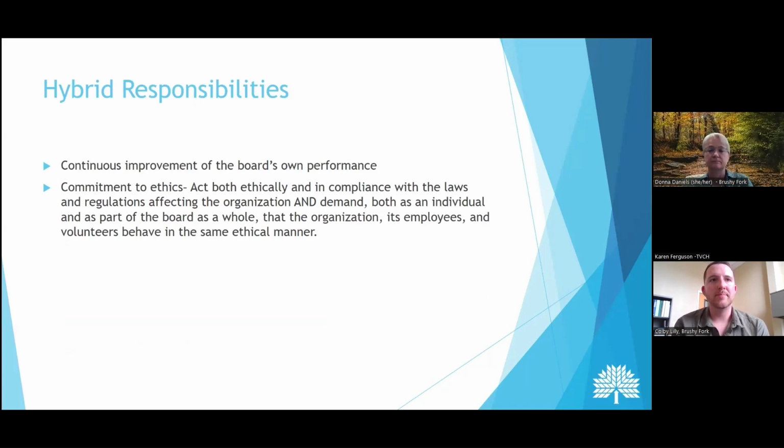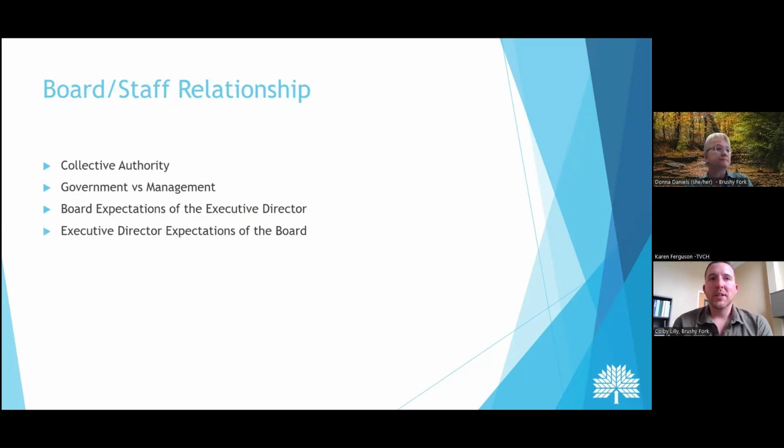There are, of course, hybrid responsibilities that straddle the individual and collective, and these are continuous improvement of the board's own performance and a commitment to ethics. That means acting both ethically and in compliance with the laws and regulations affecting the organization, and demanding both as an individual and as a part of the board as a whole that the organization, its employees, and volunteers behave in the same ethical manner.